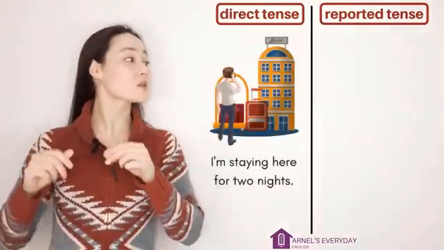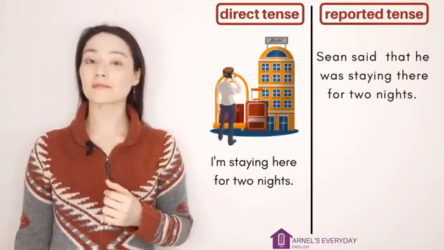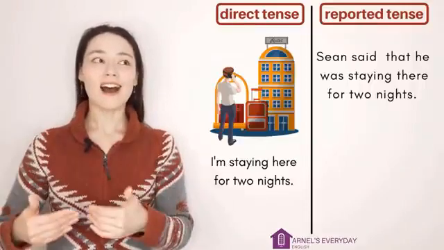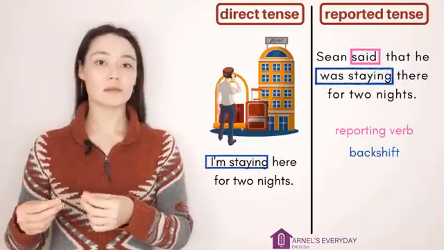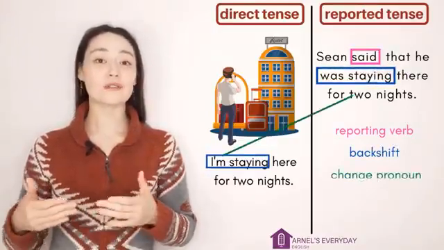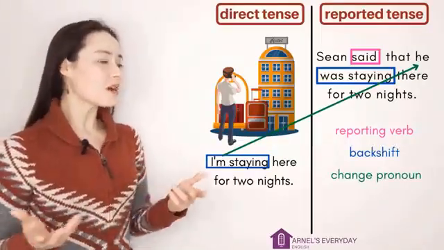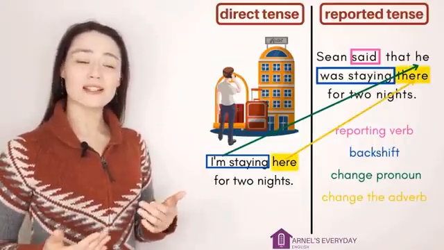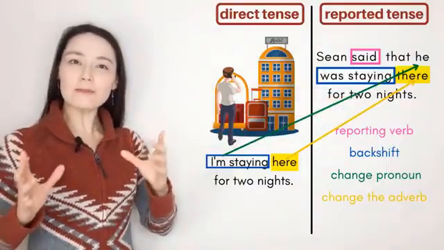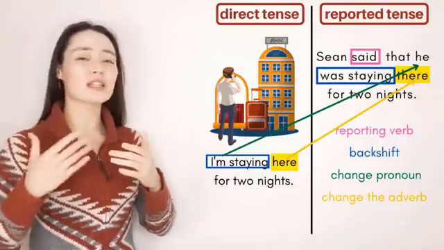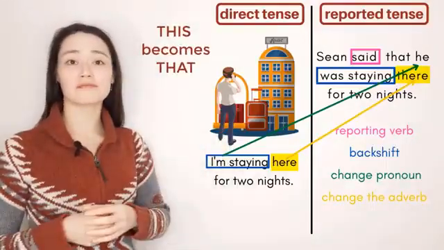I'm staying here for 2 nights. Sean said that he was staying there for 2 nights. You can see my changes. I've used my reporting verb said. Present continuous becomes past continuous, and I've changed the pronouns. You can also see in this example, I've also changed the adverb because Sean's here is my there. So keep in mind that sometimes you also need to change the adverbs or the location. For example, this becomes that.